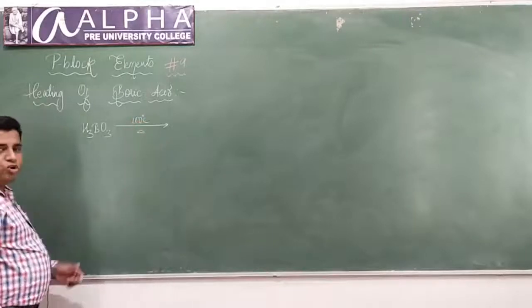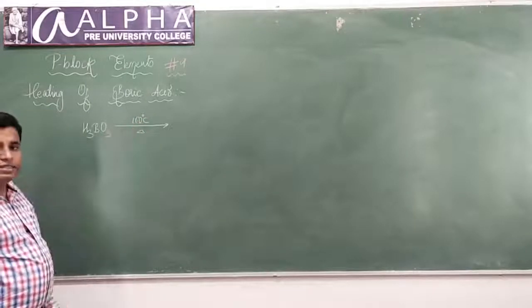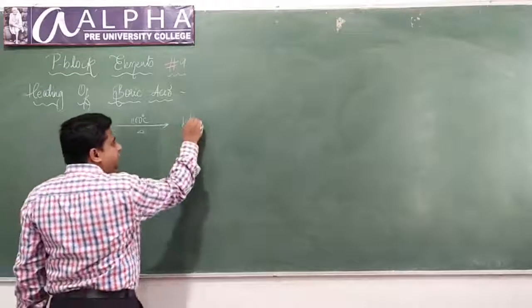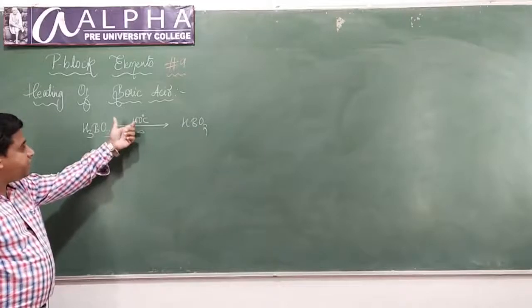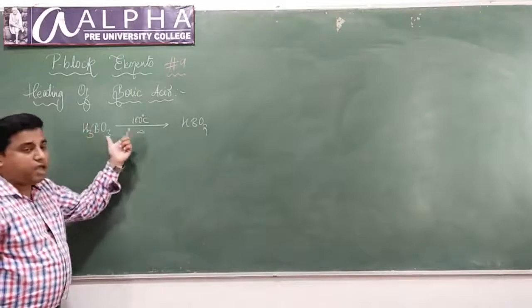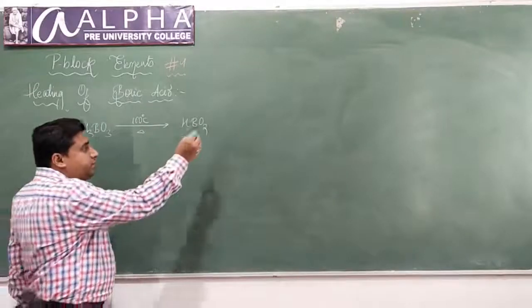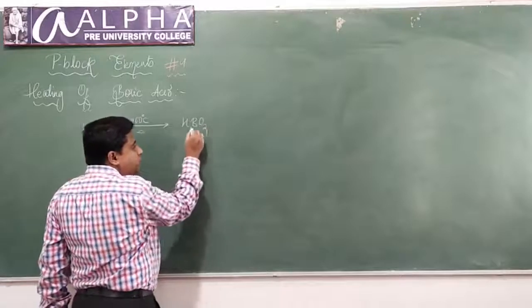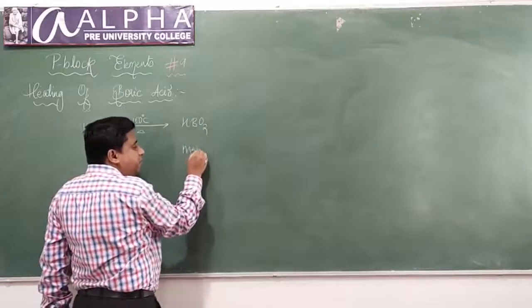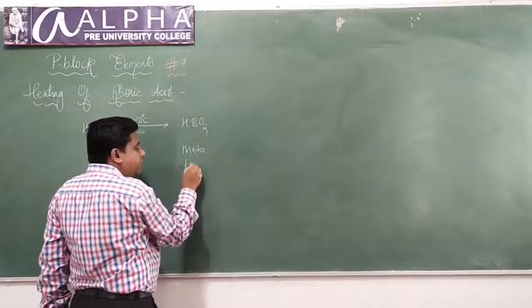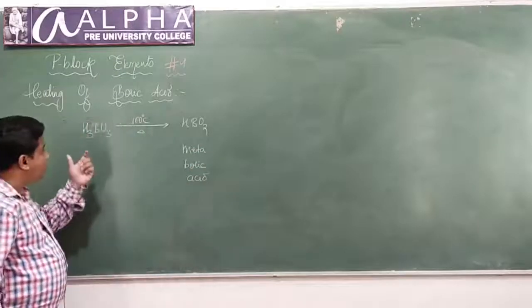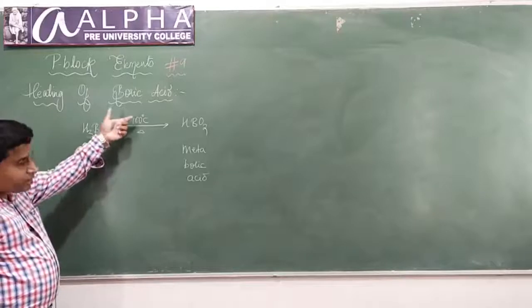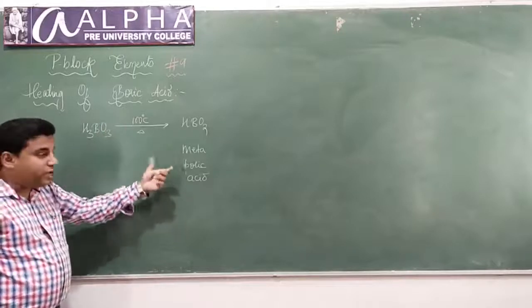When boric acid is heated at 100 degrees centigrade, it's going to form HBO2. What is this HBO2? This is called metaboric acid. Understood? So when boric acid is heated at 100 degrees centigrade, it's going to form metaboric acid.